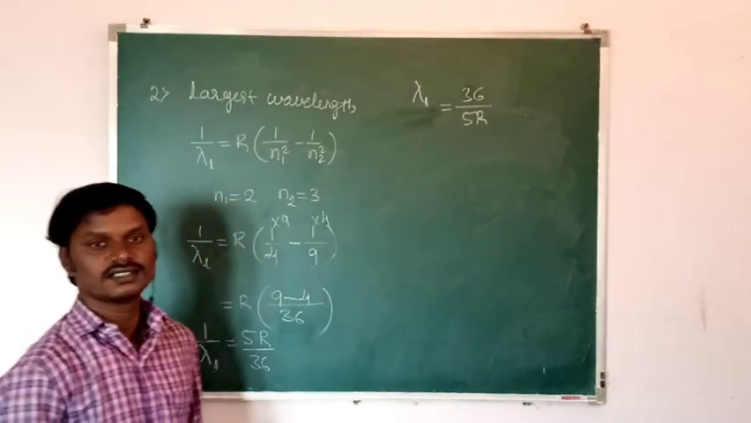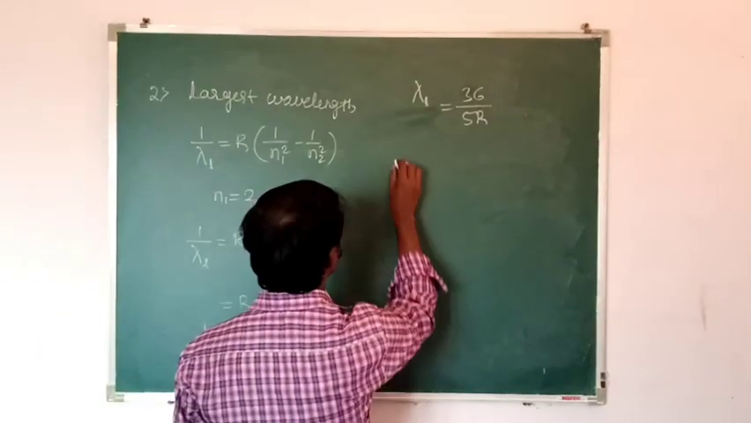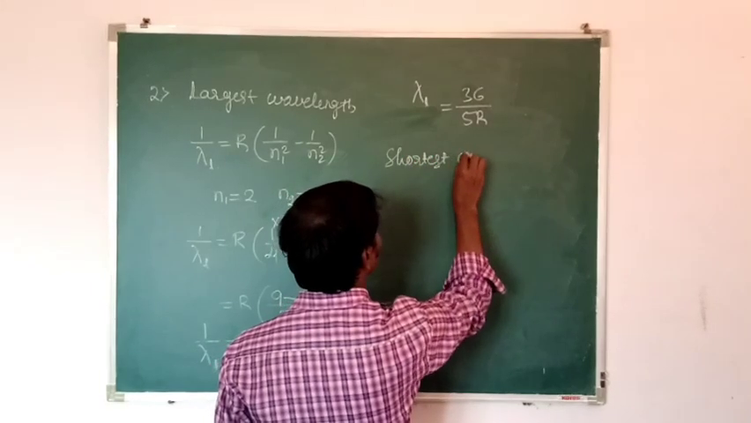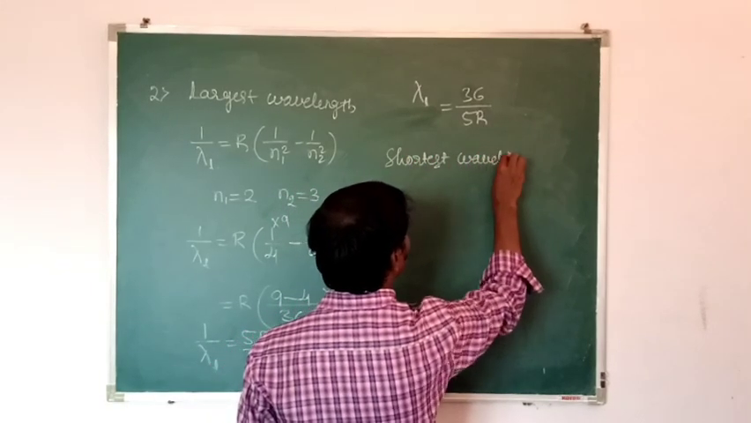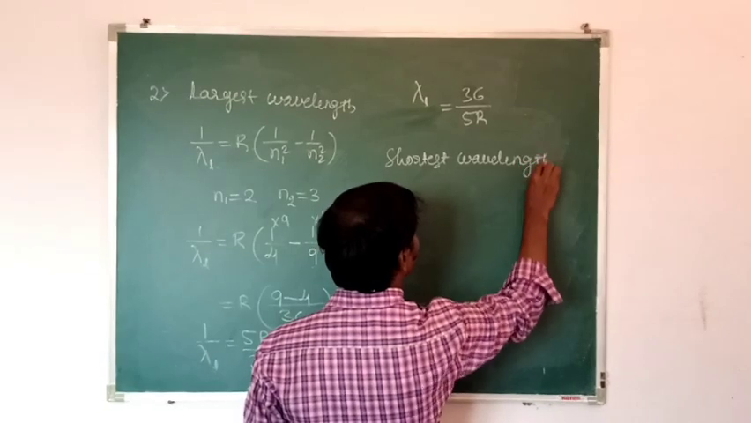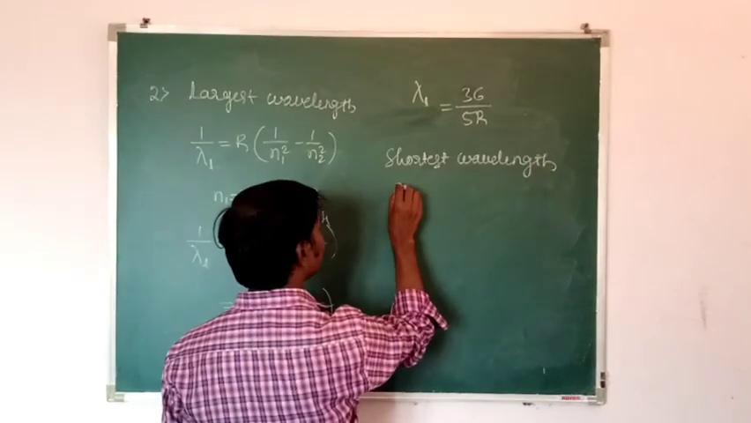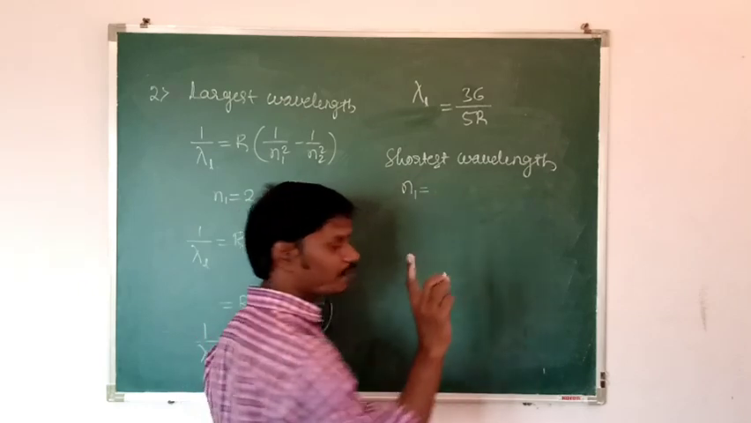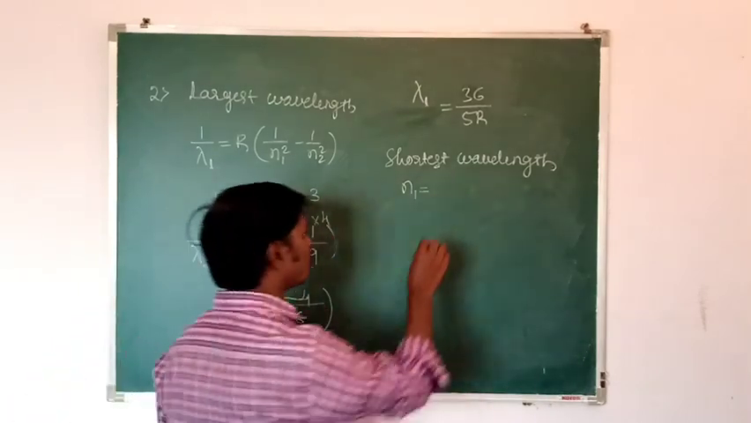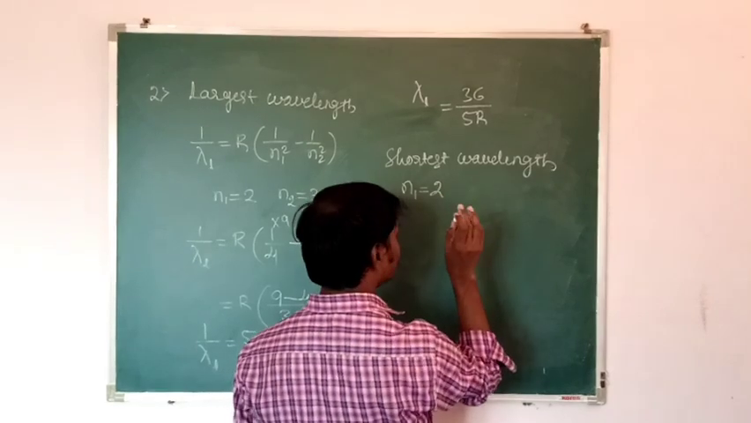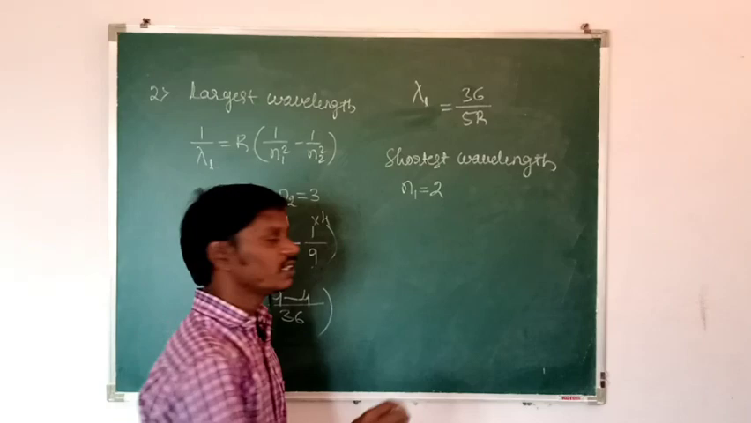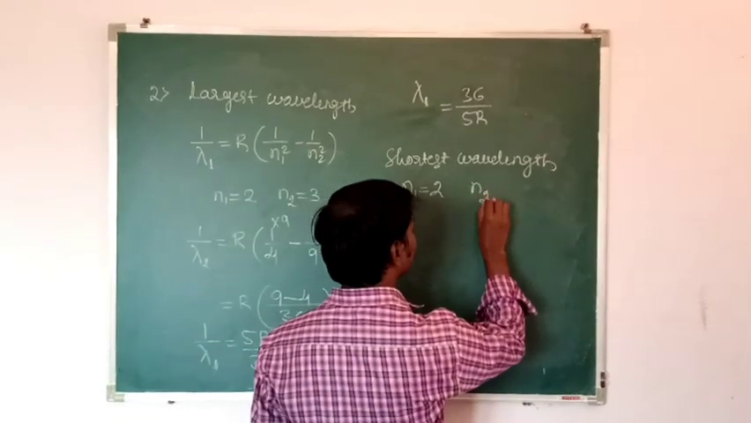Then the shortest wavelength. We will get the shortest wavelength only when the transition of an electron is from infinite orbit to the ground orbit in the given series. The ground orbit in the Balmer series is fixed, that is second orbit. And for the shortest wavelength, the transition of an electron should be from infinite orbit to the ground orbit in the given series. Means here the higher orbit is infinite.